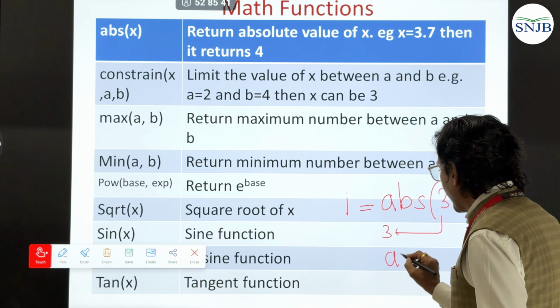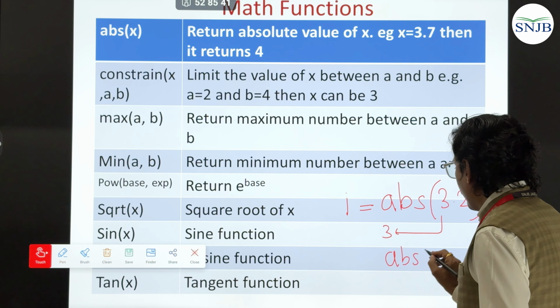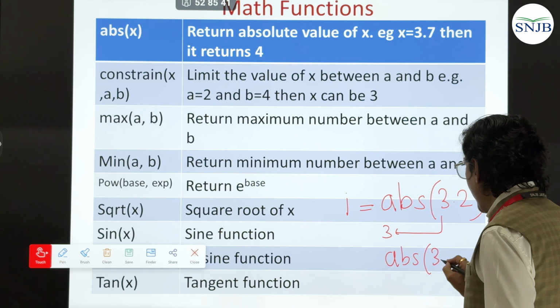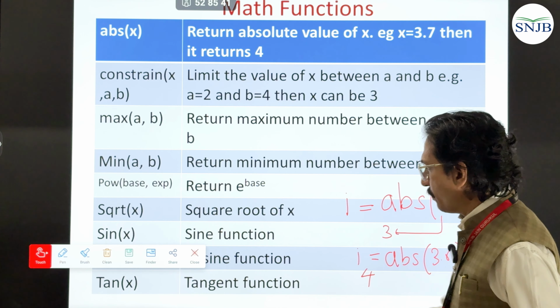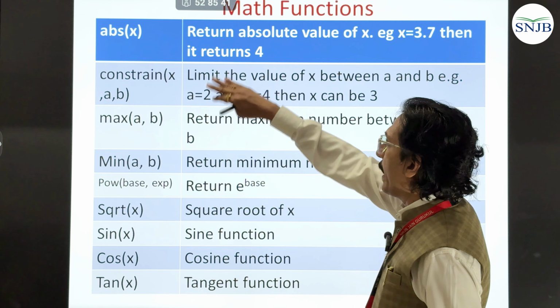In the second case, if you write 3.6, then it gives us the value 4, as the absolute value. So if it is 3.5 and above, then it returns the value 4. If it is below 0.5, then it gives us the base value. So this is about the absolute.